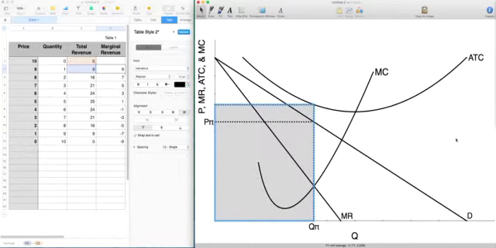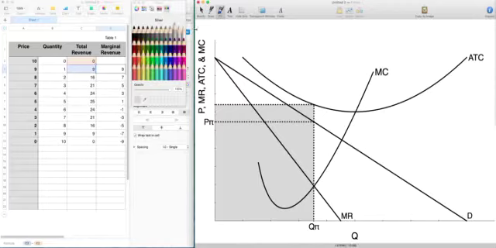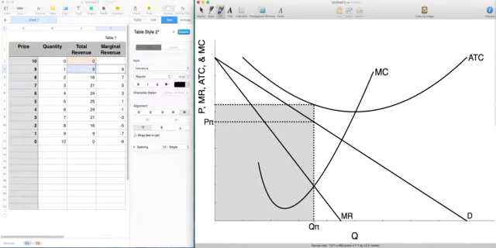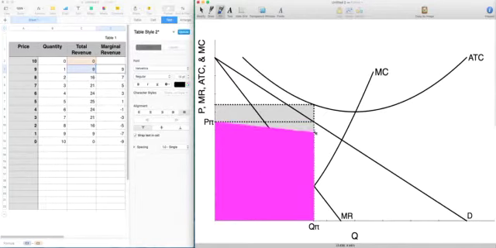If I want to know what total revenue is, P multiplied by Q. So I can bring that up, and let me change the color of that. Do a suitably annoying color. So here, this pink area in the bottom is total revenue.